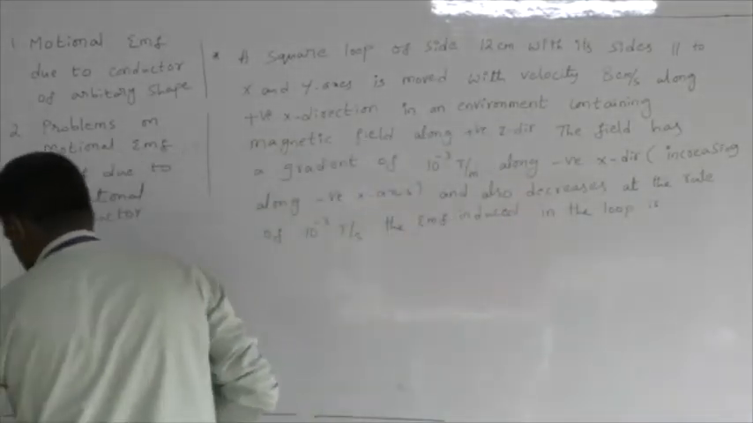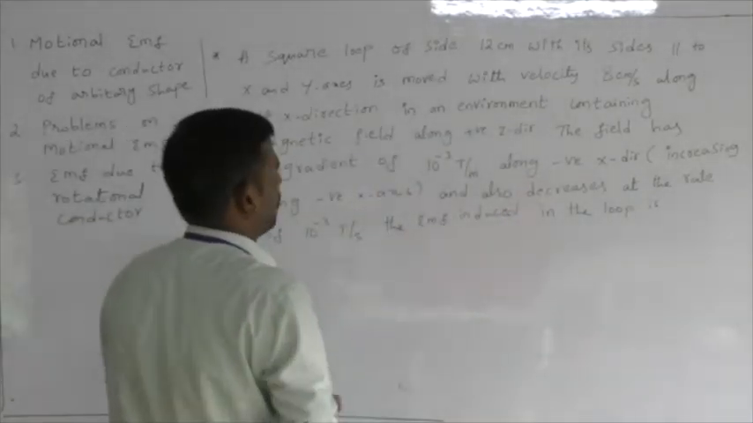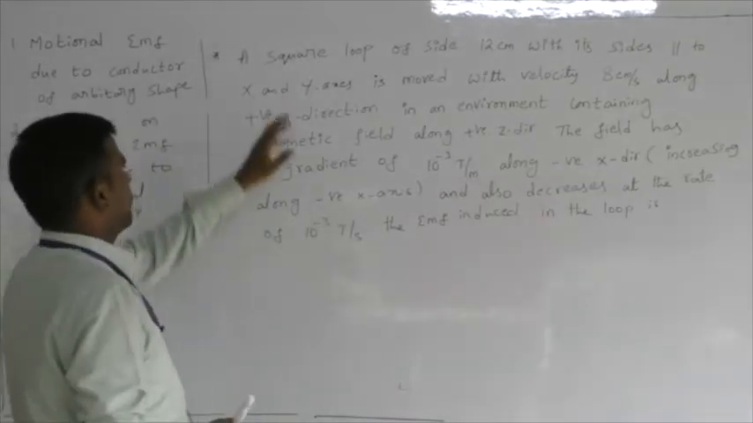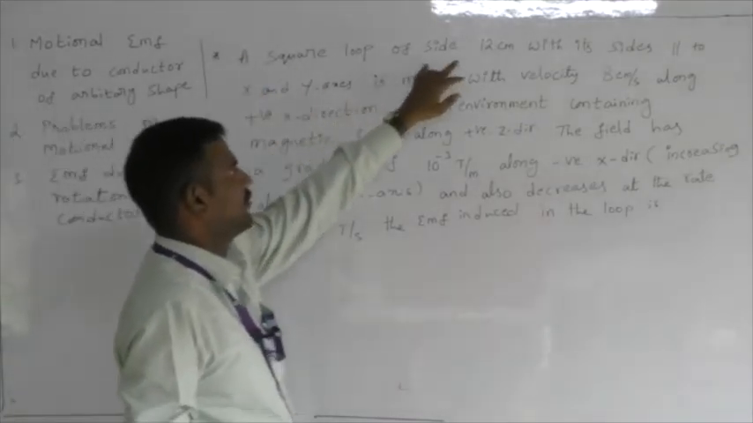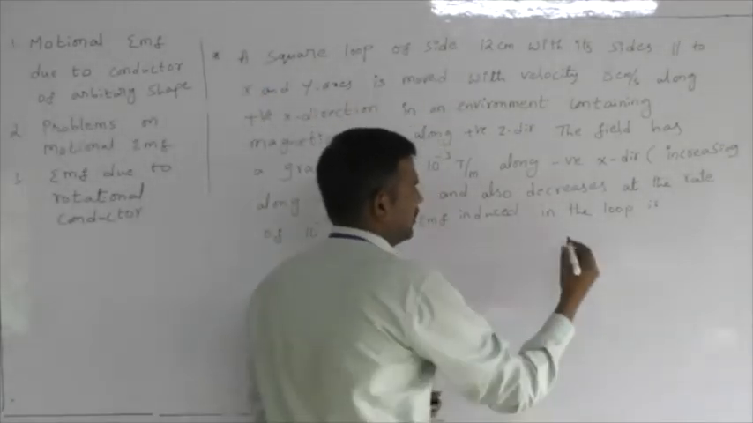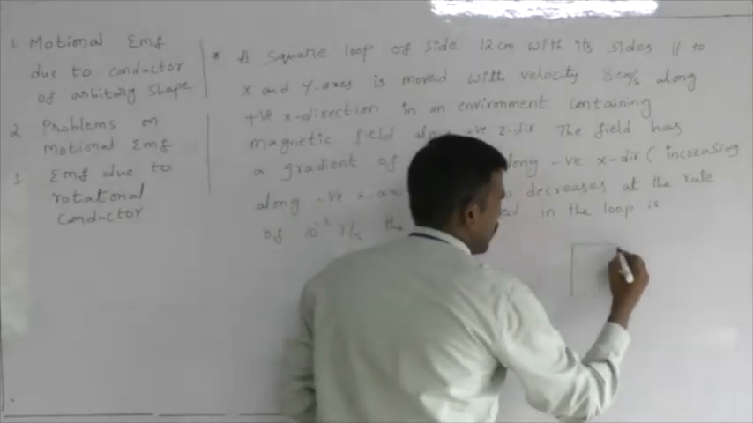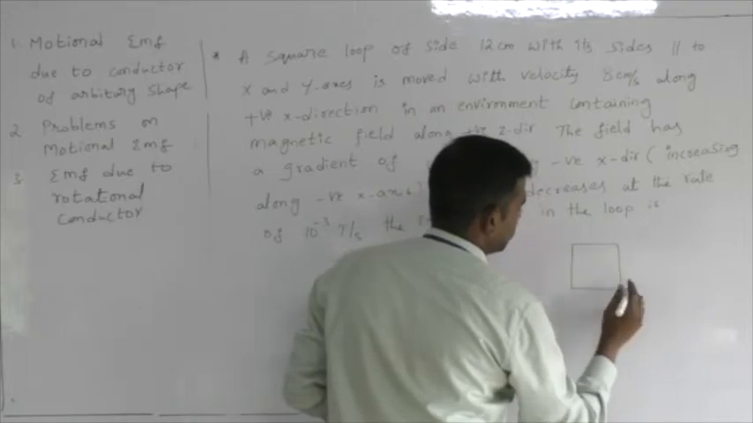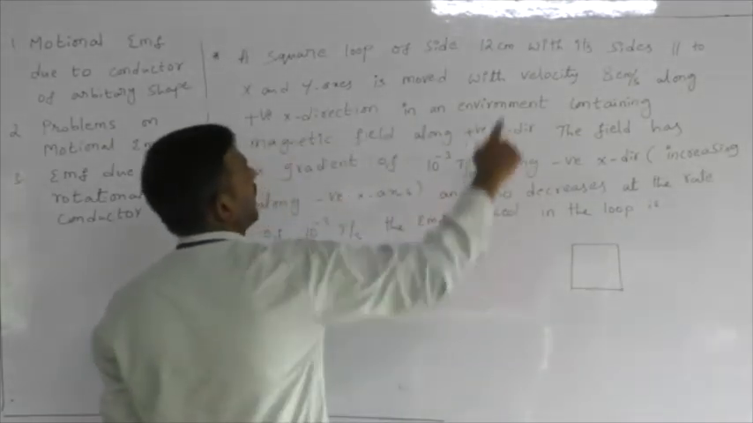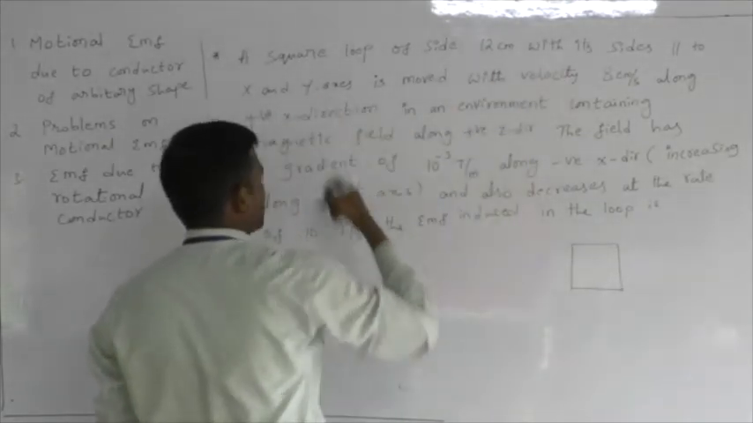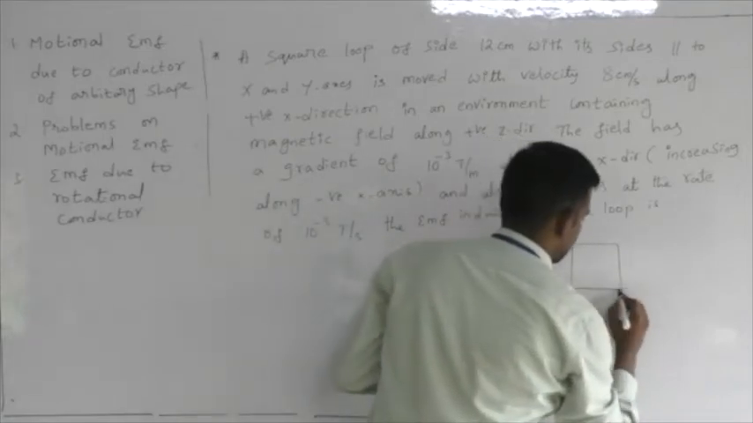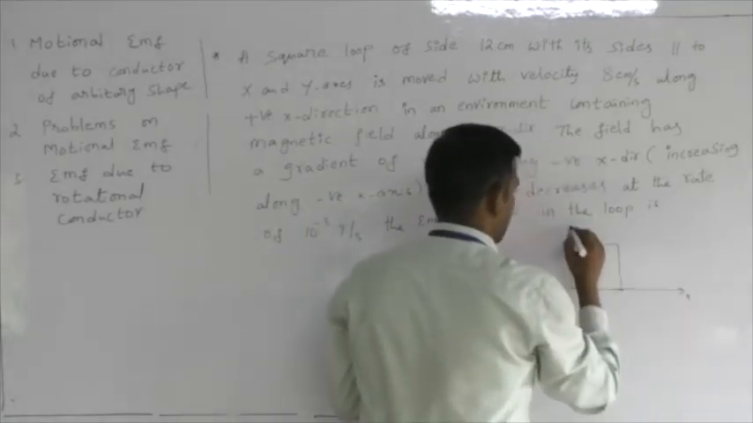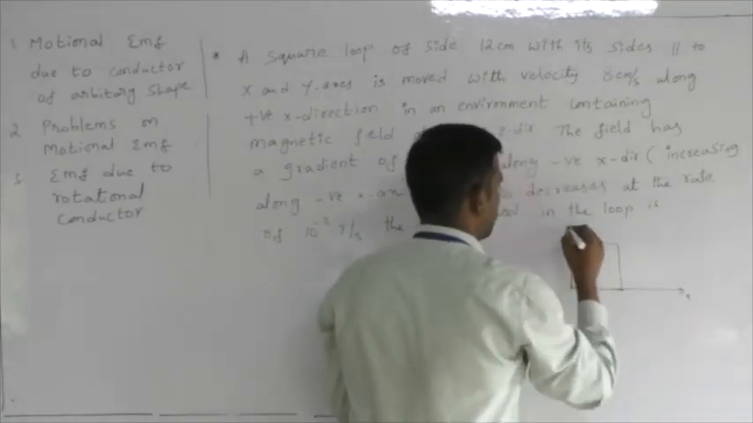Right. So try to understand the question first. What is given here? A square loop of side 12 centimeter. Let me try to draw one square loop here. So here is a square loop whose side equals 12 centimeter, and with its sides parallel to x and y axis. That means one side is along the x axis and one side is along the y axis.